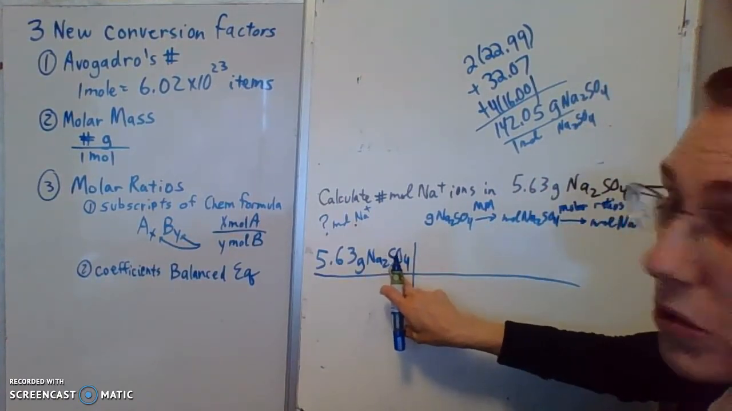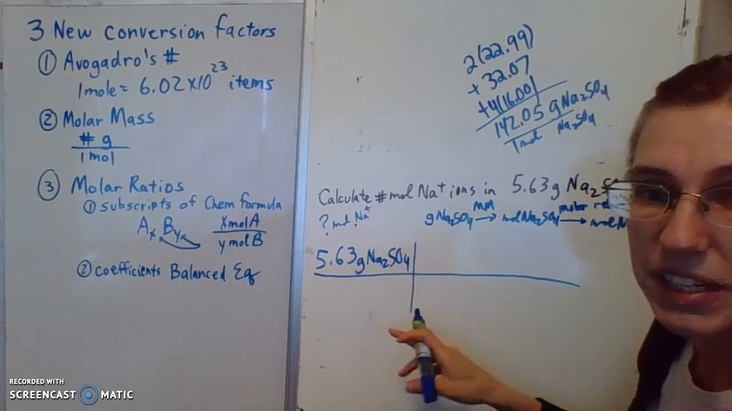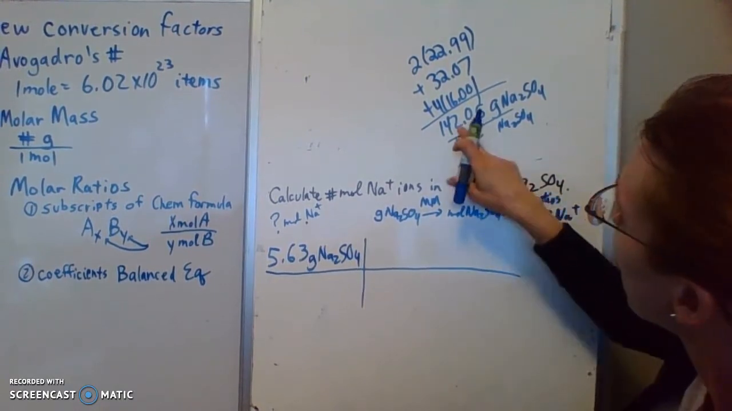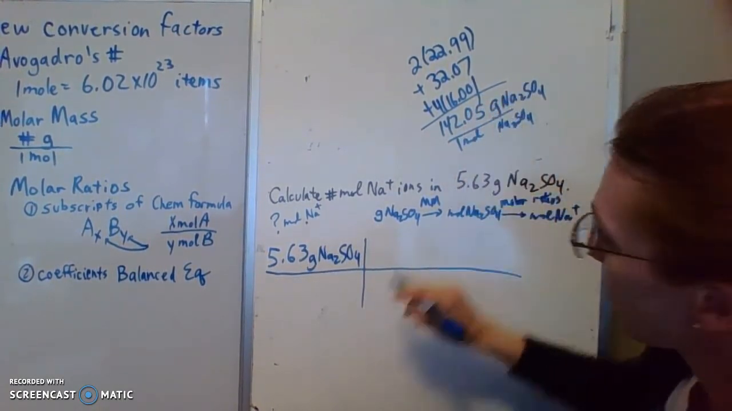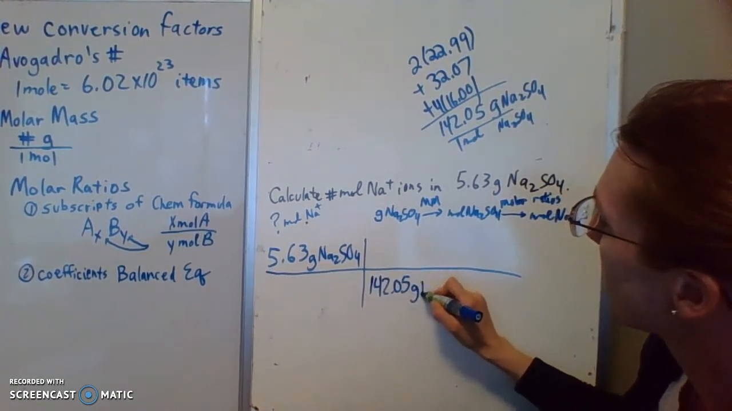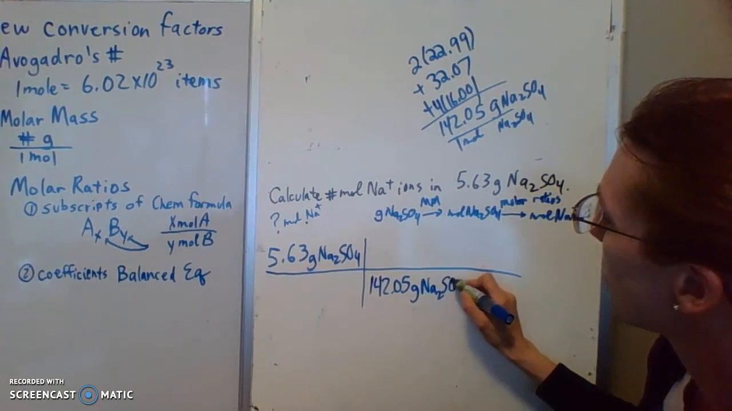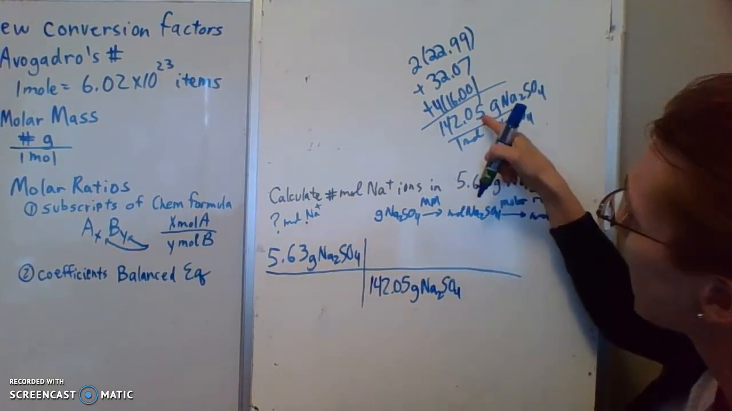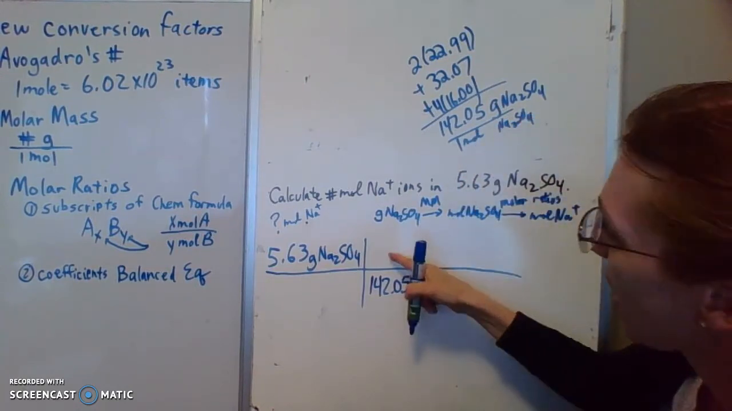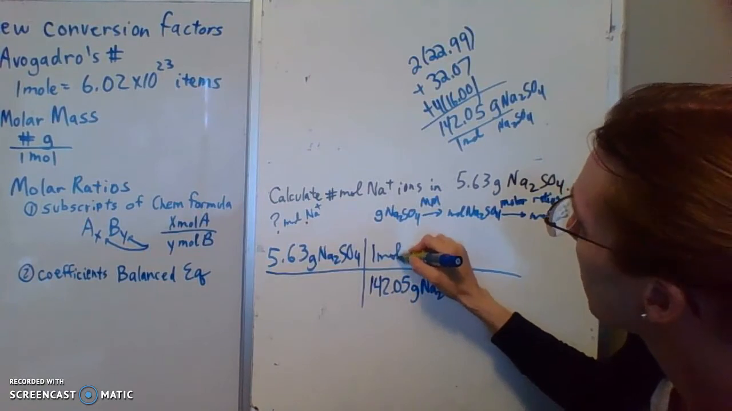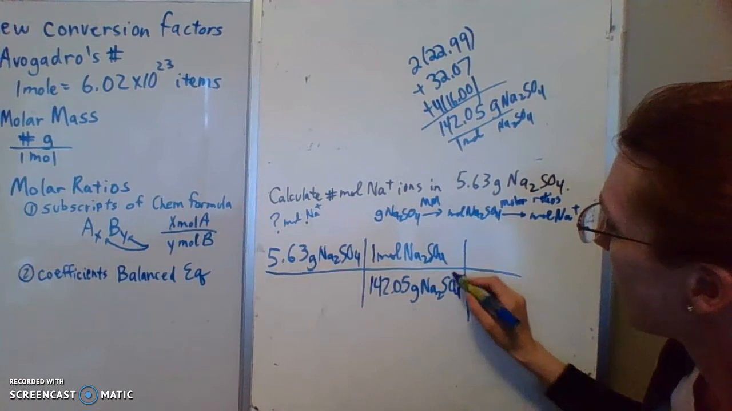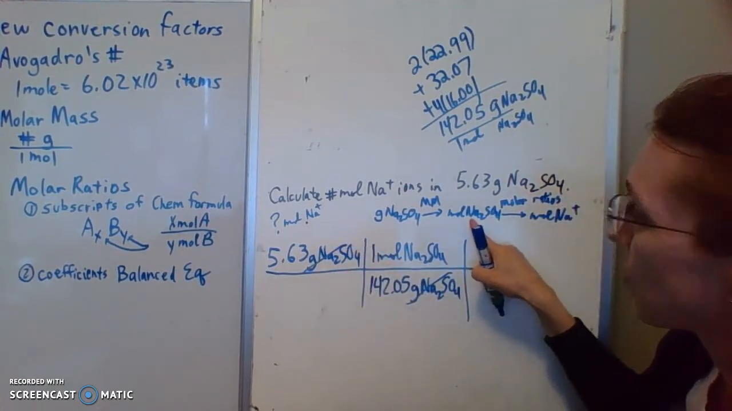We've got grams of Na2SO4 on the top. So where do they have to be to cancel out? Well, they have to be in the bottom. So let's go ahead and put the grams part of our conversion factor in the bottom: 142.05 grams of Na2SO4. Now the moles have to go on the other side of the line, so the moles come up here: 1 mole of Na2SO4. Alright, we cancel those out. Now we're at moles of Na2SO4.